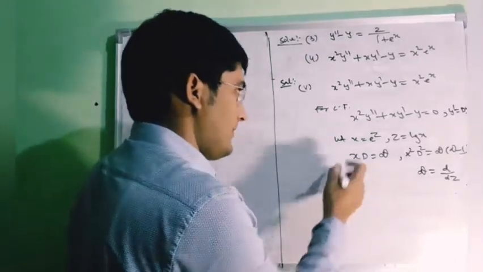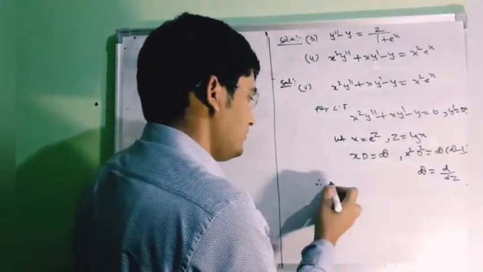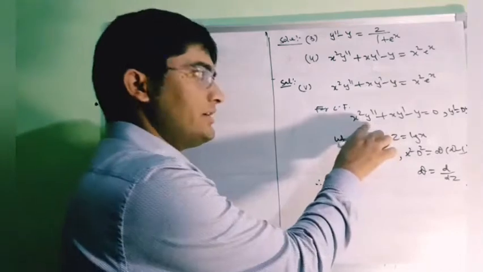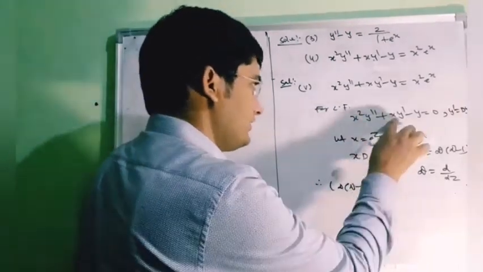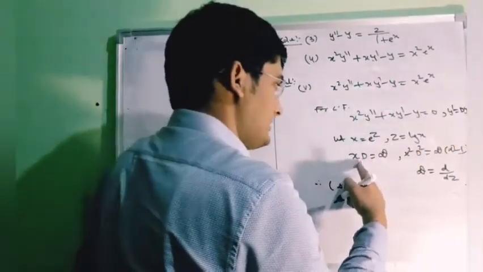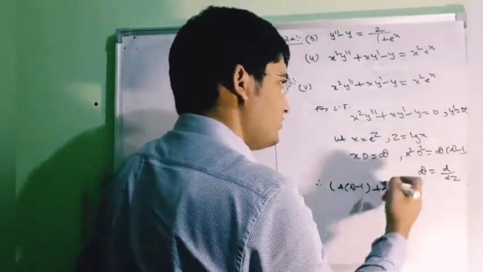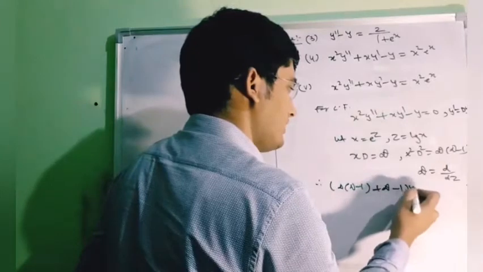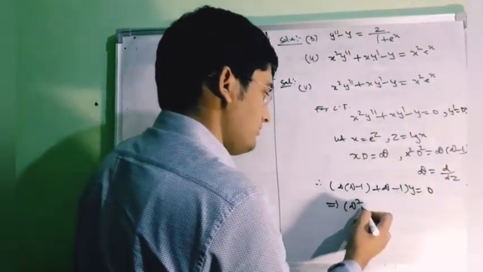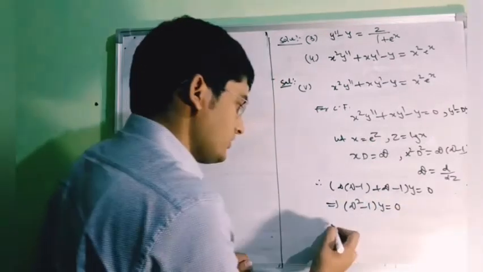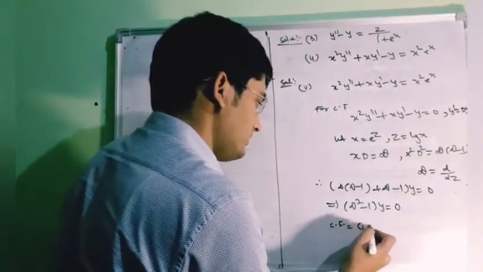From here, this equation becomes, therefore, x square d square, so this will become d into d minus 1. And this will be x into dy. X into dy means rounded d into y. Then this will be minus 1. And if you take y as common, then we will have d square minus 1 of y equal to 0. So your CF will be c1 e to the power.